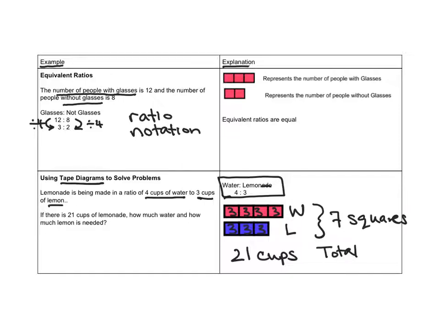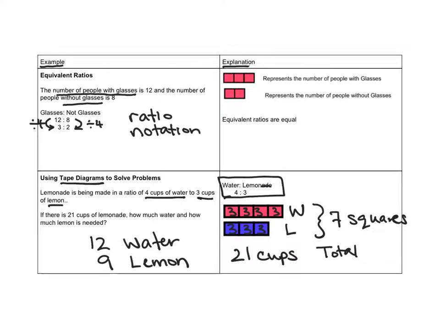I can see that if I have 4 squares with 3 each, that means I have 12 water, and I have lemons, 3 squares with 3 each, which means I have 9 lemon. And that could be 9 cups of lemon and 12 cups of water, or it could be 12 milliliters of water and 9 milliliters of lemon.